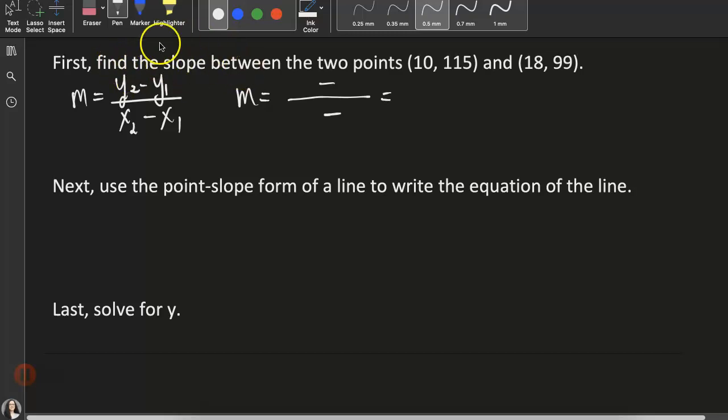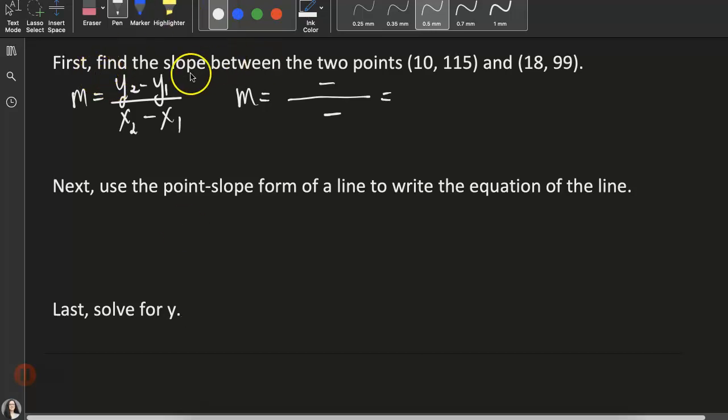One of the first things that we want to do is find the slope between the two given points. The next thing we're going to do is use the point slope form for an equation of a line to write that equation. And then this last part just really depends on if my math lab is asking for it in a certain way. Often it does. It asks for you to solve the equation for y.